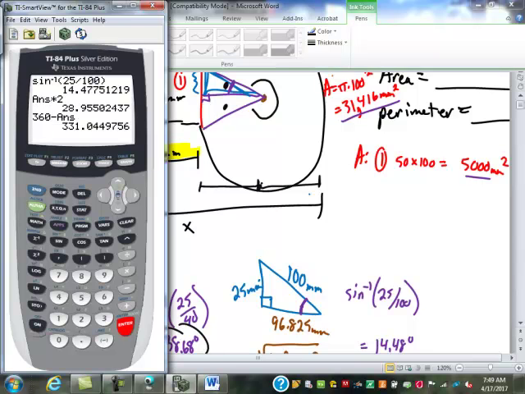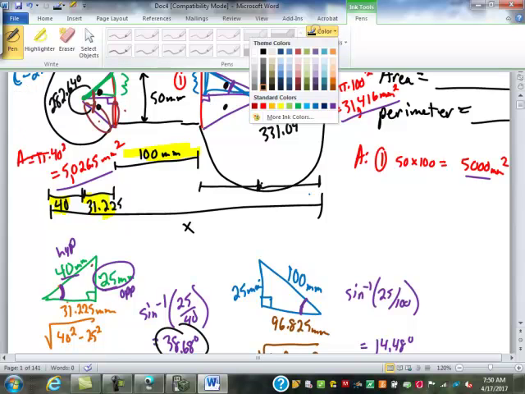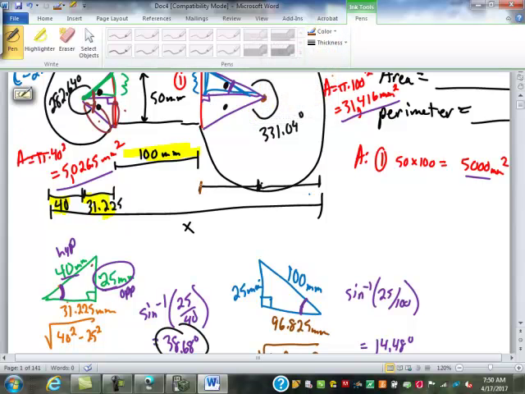So 331.04 degrees is that angle. Now we have all the information we need here. What's this dimension here? 96.825, and this dimension here, 100.